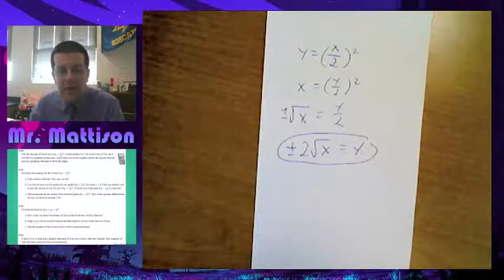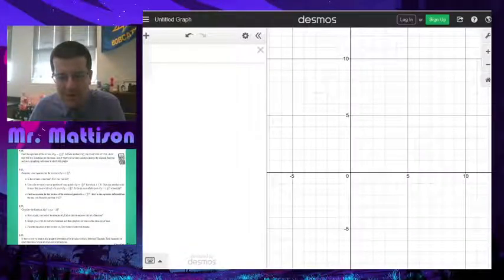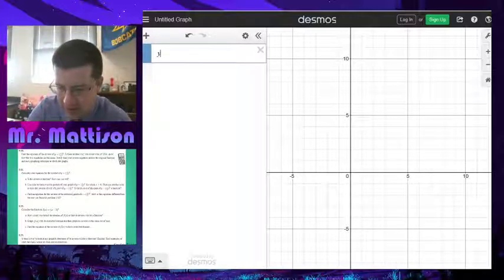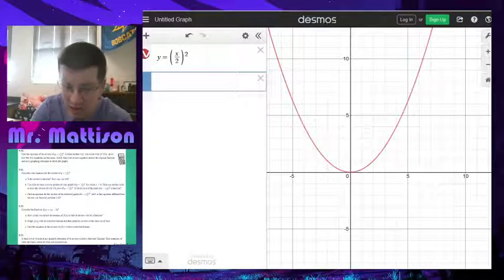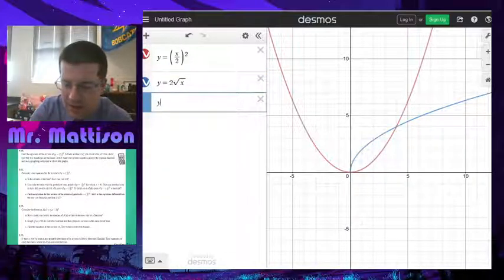So if we head back over here, what we're going to do now is try and say whether the inverse is a function. So I'm going to hop over to my Desmos camera. There we go. We're going to graph the original here, which was y is equal to x over 2, to the second power. And our inverse, we have to do in two separate equations because it's plus or minus. y equals positive 2 root x, and the other one is y equals negative 2 root x.